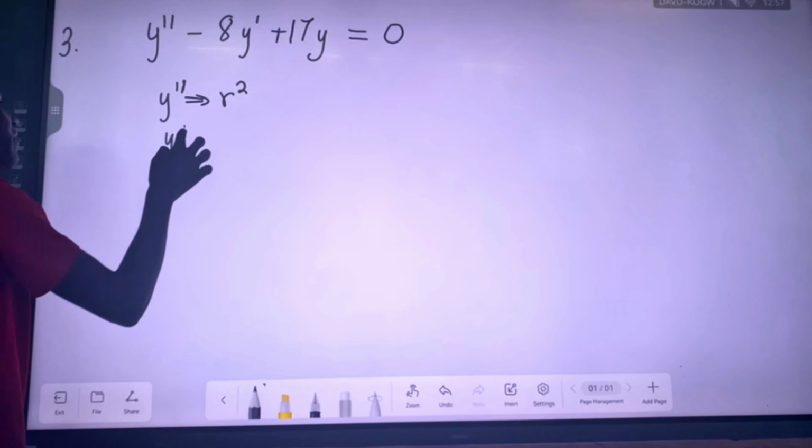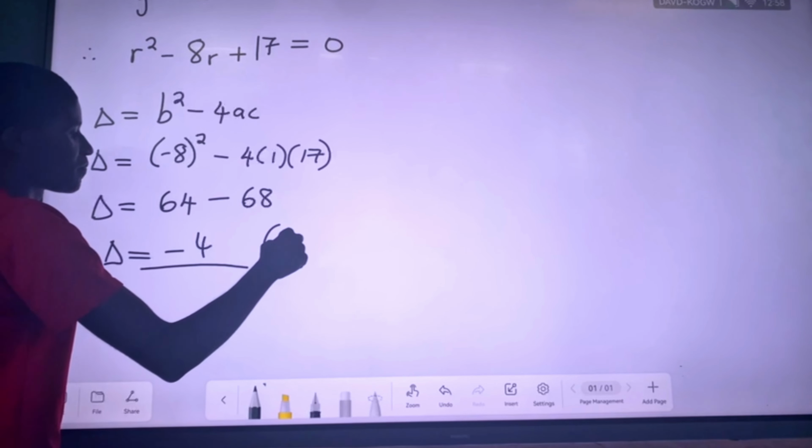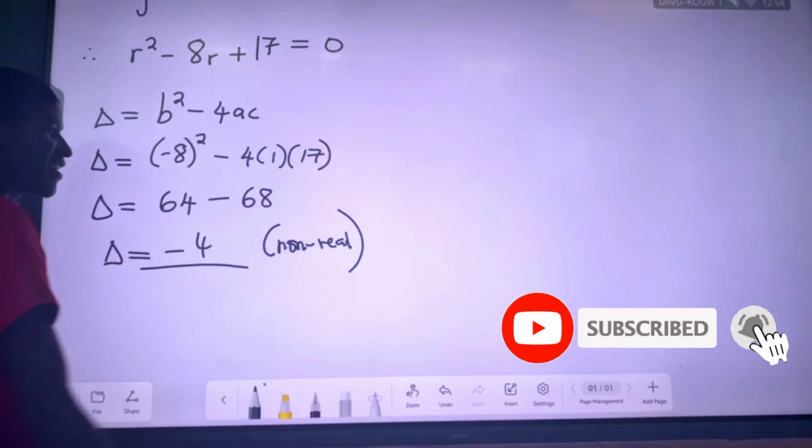Now you find the discriminant. The discriminant b squared minus 4ac will give you what? b is negative 8, squared, minus 4 times a is 1, c is 17. So this will be 64. What is 4 times 17? 68. And your discriminant there is 64 minus 68, negative 4. So it falls in the case of non-real, these are non-real or imaginary roots.